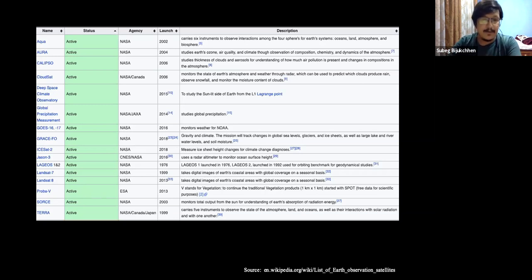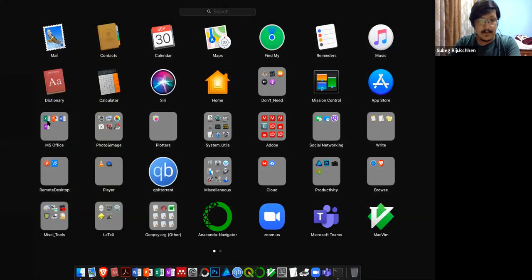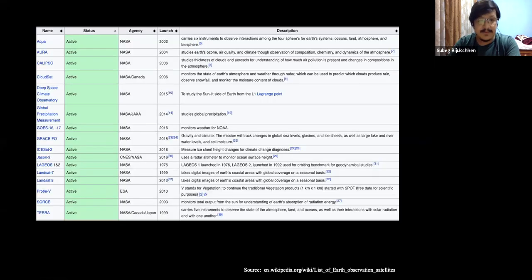And everything has a different, let's say, purpose. For example, the Global Precipitation Measurement satellite. It studies the global precipitation, and this was jointly hosted by NASA, United States, and JAXA, that's the Space Agency of Japan. Okay, so Jason is a joint mission, means Chinese and American, continued with Jason 3. It uses the radar altimeter to monitor the ocean surface height, because you know due to global warming, the ocean is rising. Okay, so it monitors that.